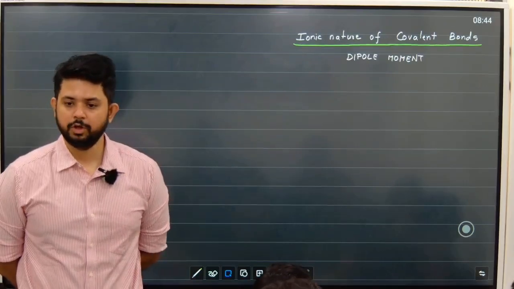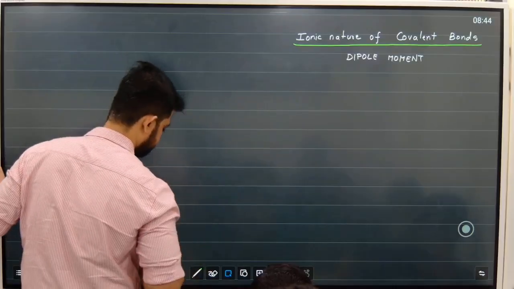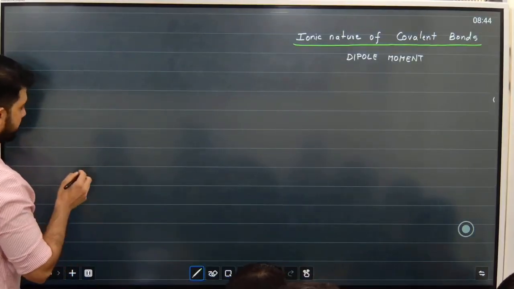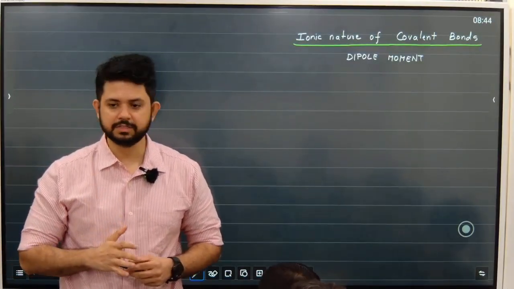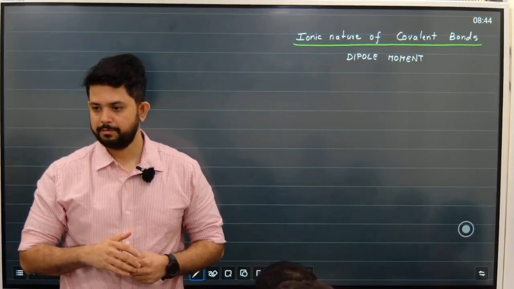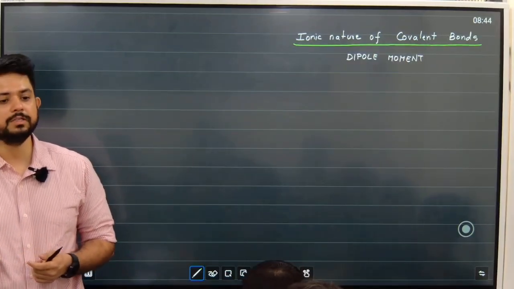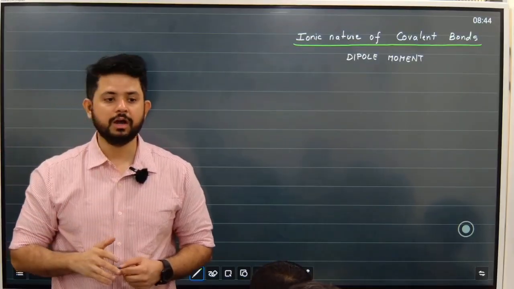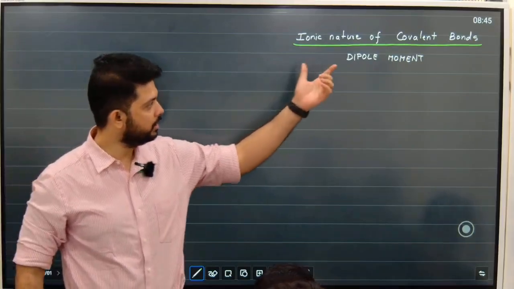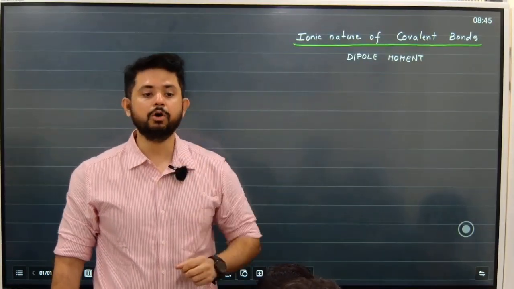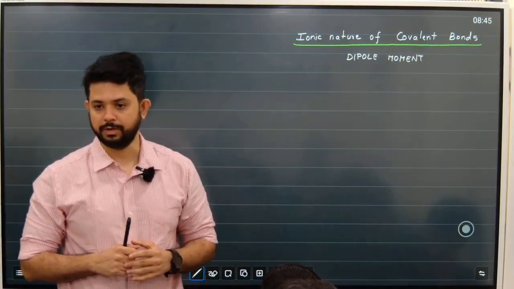ionic nature of covalent bonds, which is also called dipole moment. Now, we've studied covalent bonds, and in the second half of the chapter we'll study ionic bonds. Before we directly jump into the topic, remember people, we've said this, but no bond is 100% ionic or 100% covalent. Today we will learn how, though a bond is covalent, there will be some ionic part or ionic charge in a covalent bond.